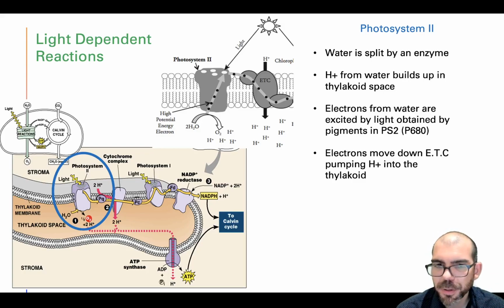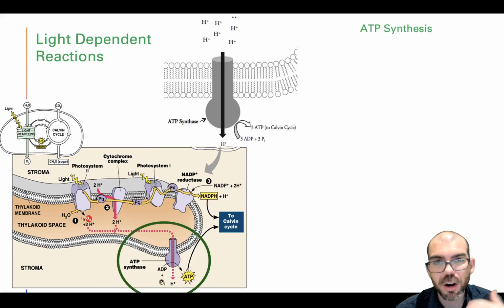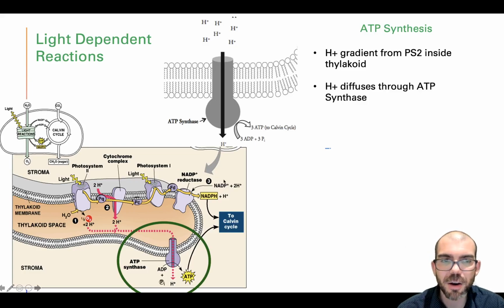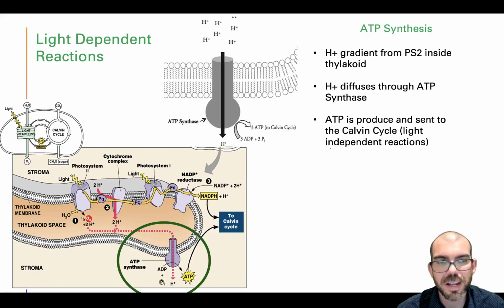Why all this effort to build a concentration gradient? Well, in our next step, we're able to use that concentration gradient to power the enzyme ATP synthase. Since we have a proton gradient now inside the thylakoid, it'll diffuse out, and when it does that, it turns the turbine of ATP synthase and generates ATP. That ATP then goes out into the stroma where it can later be used in the Calvin cycle.